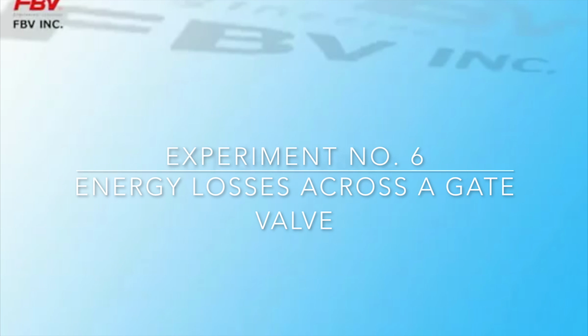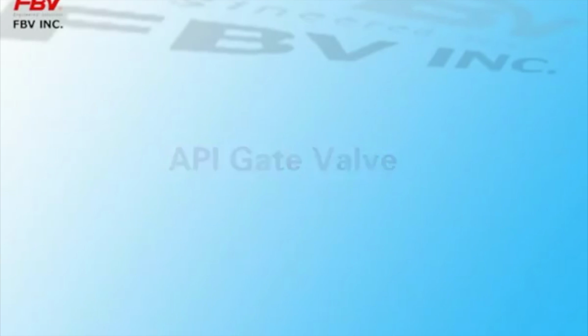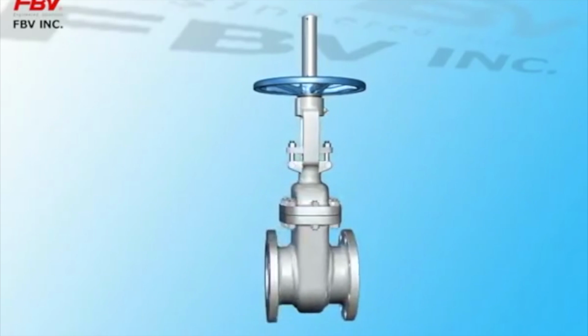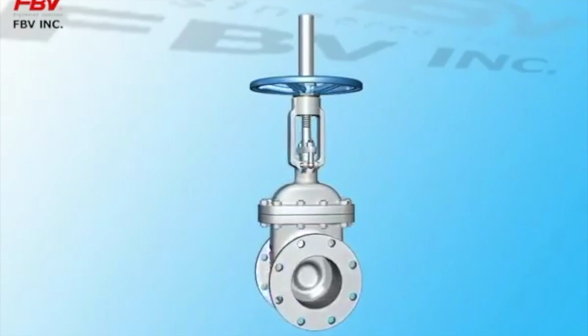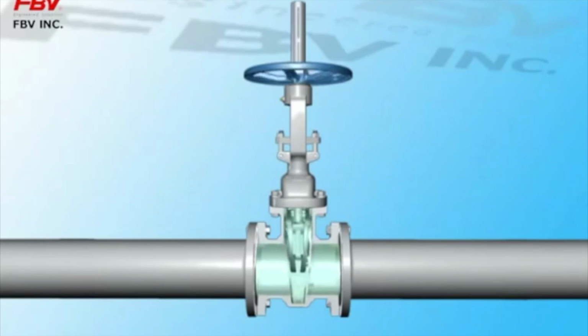This video is about energy losses across a gate valve. For the gate valve experiment, pressure difference before and after the gate is measured directly using a pressure gauge. This can then be converted to an equivalent head loss using the equation 1 bar equals 10.2 meters of water.